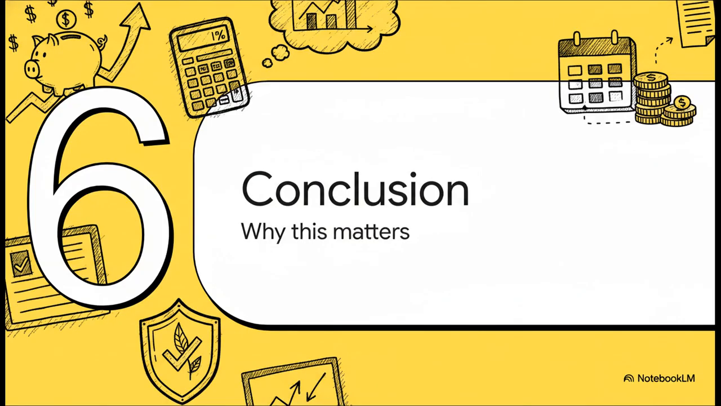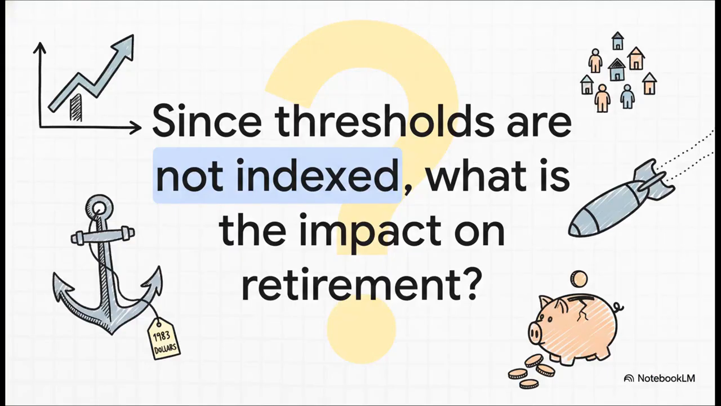All right, let's pull back and put a bow on this. What are the big takeaways here, and why is this deep dive so absolutely critical for any kind of professional tax or financial planning? And here is the absolute kicker, the single most important thing to understand about this entire system. Those thresholds we talked about, the $25,000 for singles, the $32,000 for couples, they were set back in 1983, and they have never been adjusted for inflation.